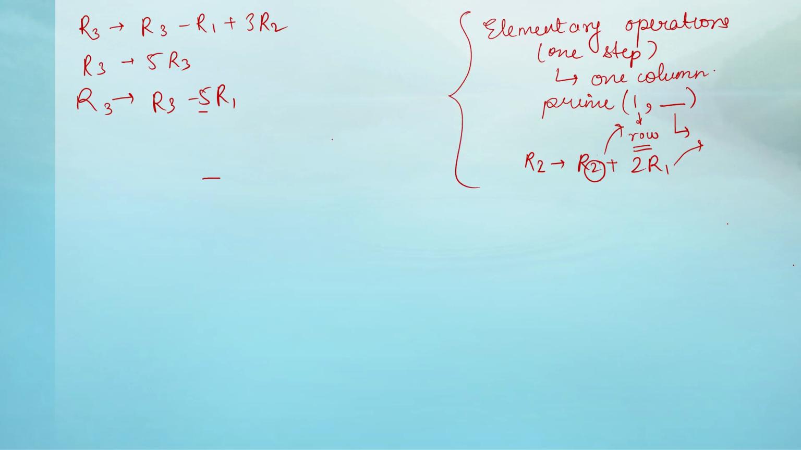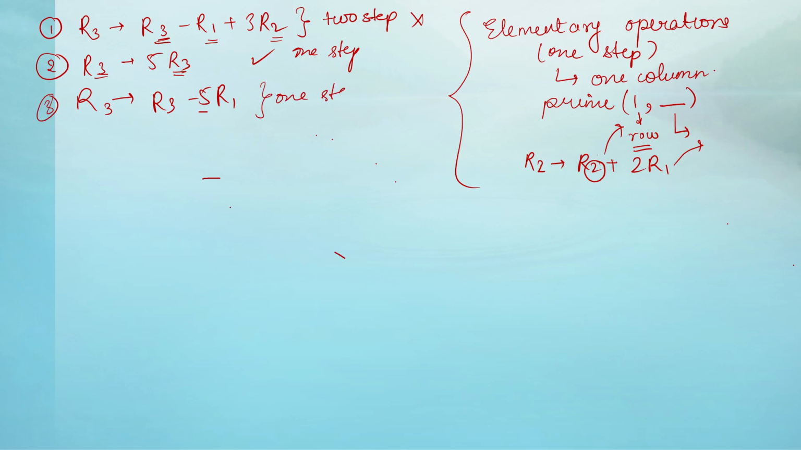So let's see the first example. We see R3 is the row we are working on, with R1 and R2, but here it's a two-step process. So it is not an elementary operation. Next, R3 gives 5R3. Is this an elementary operation? Yes, it is. It's a one-step process. Then the third example is also a one-step process like we have seen. So this is also an elementary operation.